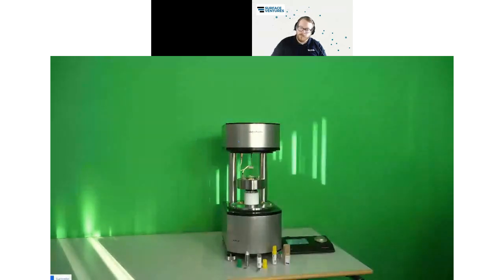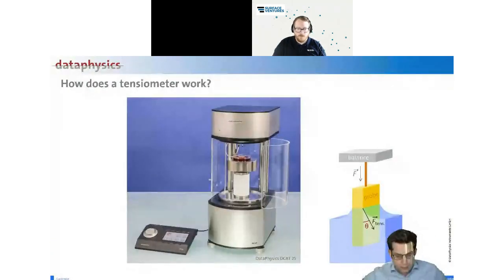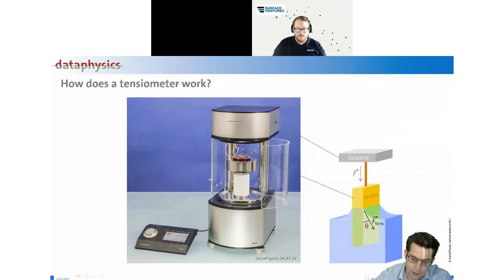I show you this quickly again here on my screen. Let us have a very short look. Again, as mentioned, we have a balance at the top of the device, and then we are connecting a probe to this balance. What we are doing is registering the weight, and the weight that we are registering is of this lamella here.